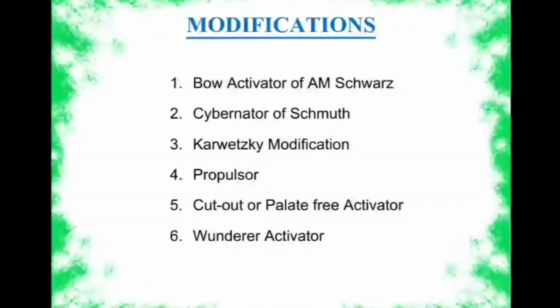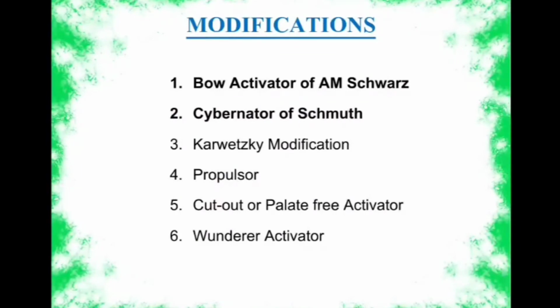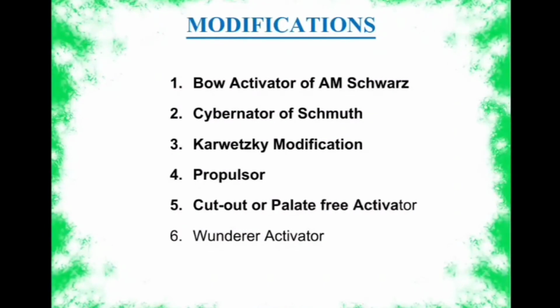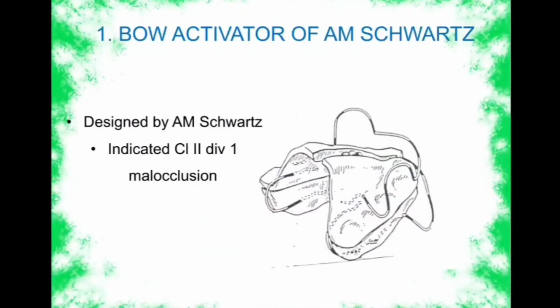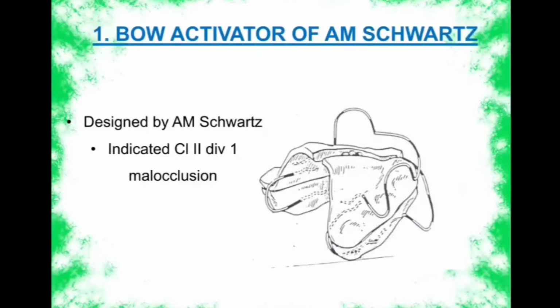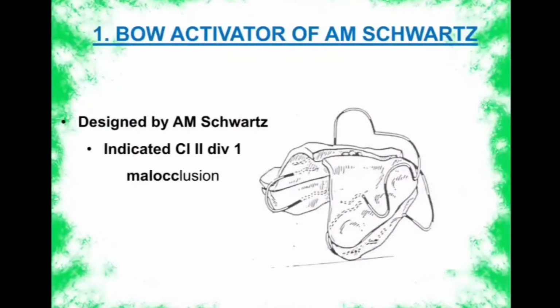Coming to modifications, these are the bow activator of Adams, Cybernator of Smoot, Karawatsky modification, propulsor, cutout or palatal free activator, and Wunderer activator. There are 6 types of modifications. Coming to the first one, that is the bow activator of Adams. This was designed by Adams and indicated in class 2 division 1 malocclusion.